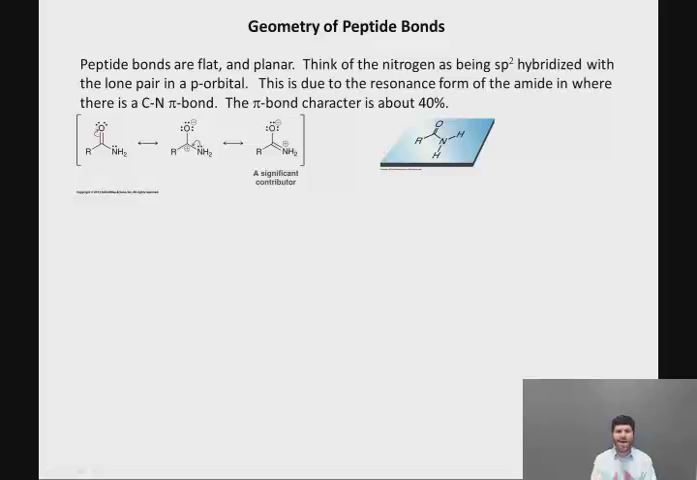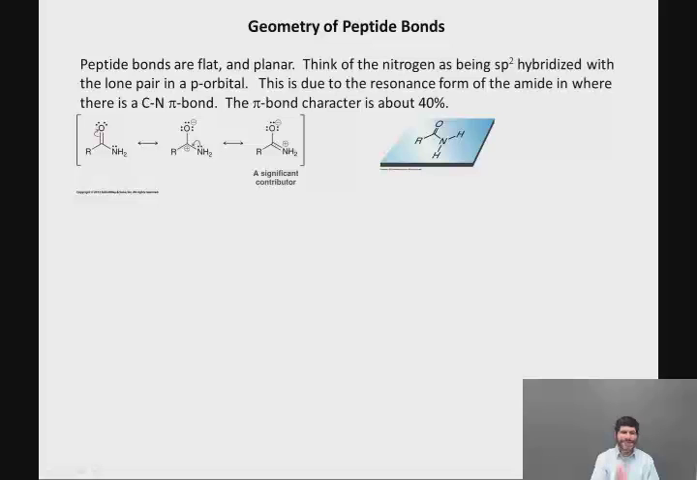So the peptide bond that forms between two amino acids is flat and planar. Think of the nitrogen as being sp2 hybridized with the lone pair in the p orbital. All of these atoms in an amide, depicted up here on the screen, lie in the same plane. This is due to the resonance form of the amide, in which there is a CN pi bond.